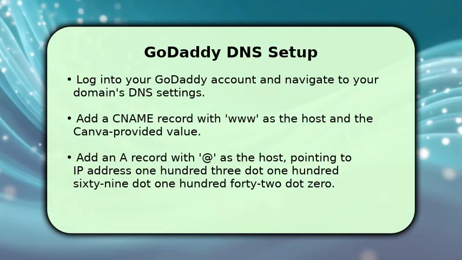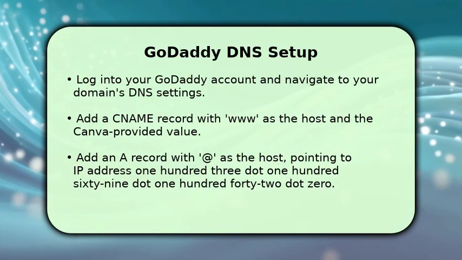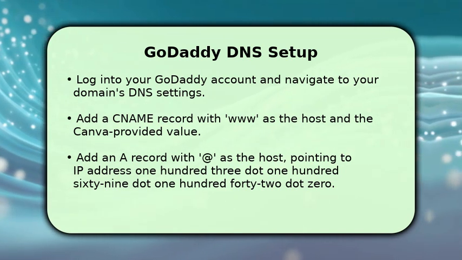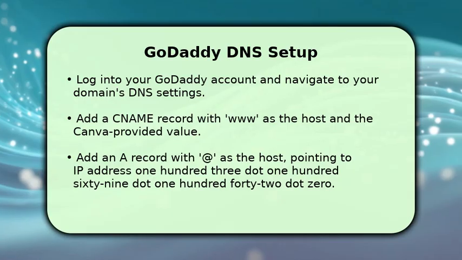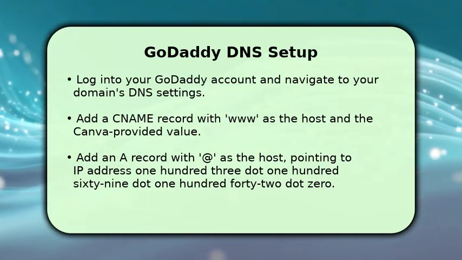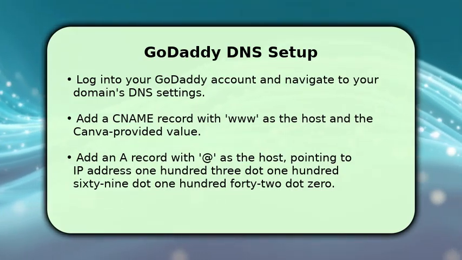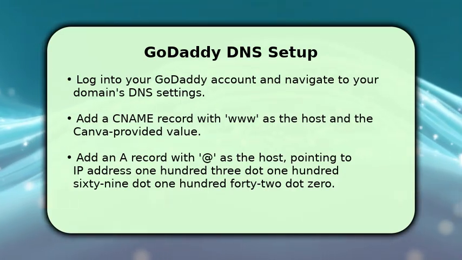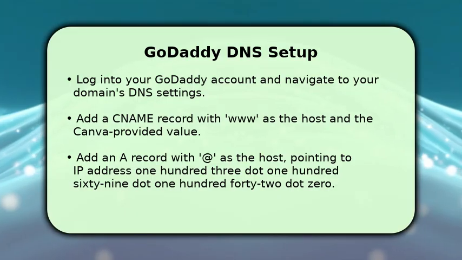Next, log into your GoDaddy account and find your domain's DNS management page. Here, you will add two essential records. First, create a CNAME record using www as the host and the specific value provided by Canva. Second, add an A record with @ as the host, pointing to the IP address 103.169.142.0. It is also important to delete any existing A or CNAME records that might conflict with these new settings.